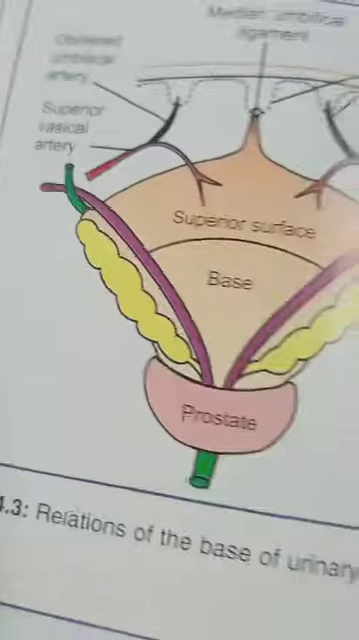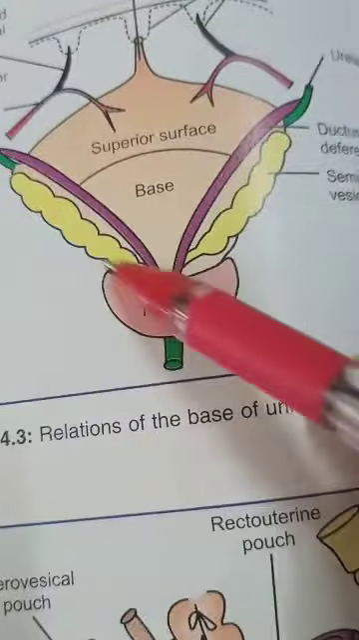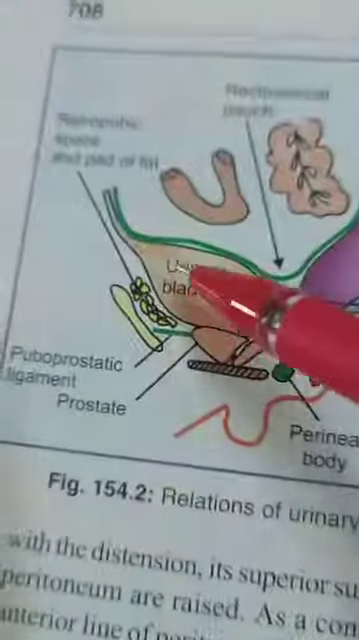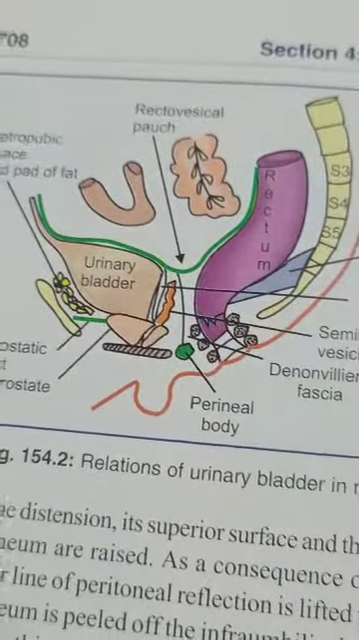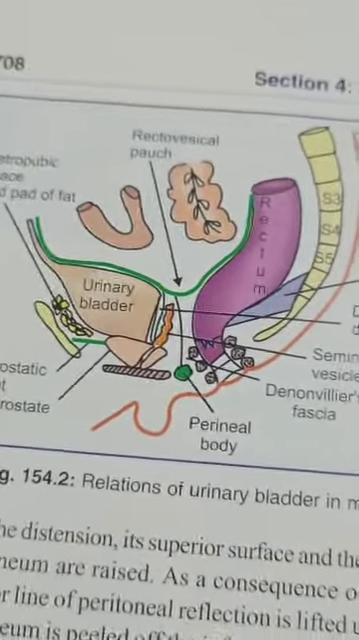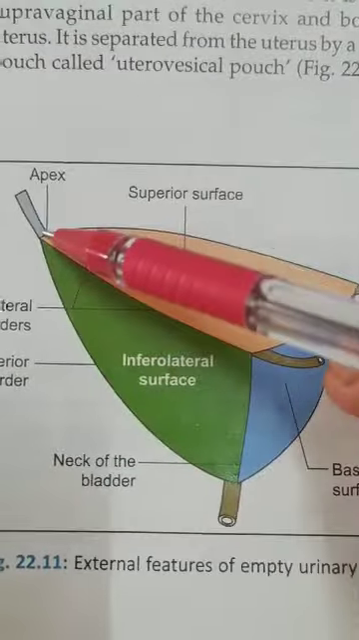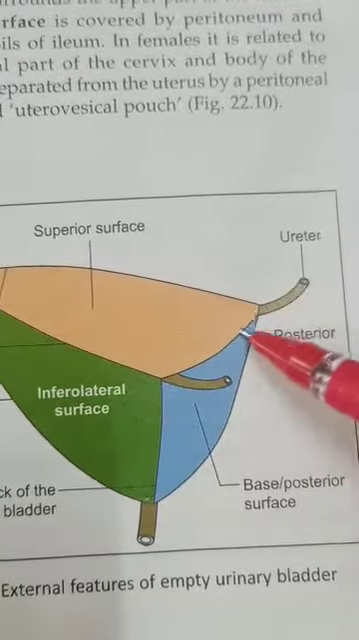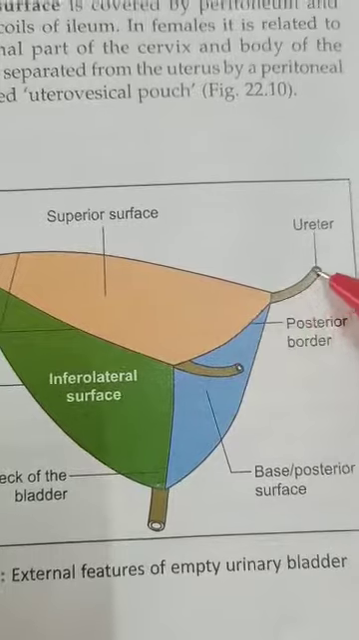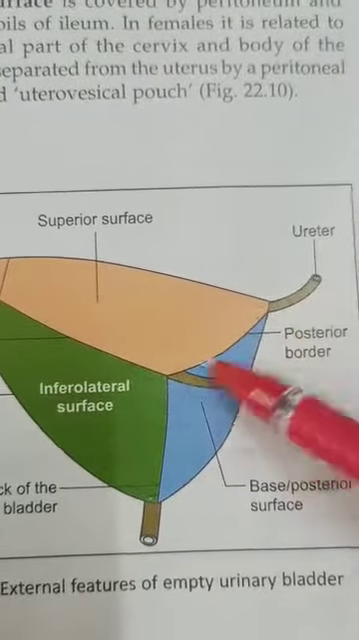That is the superior surface. Then the inferolateral surface, on either side, is related to the pelvic diaphragm. On either side of the urinary bladder, it is related to the pelvic diaphragm. And the anterior border connects the apex to the neck region, and this is the posterior border. Then on either side of the posterior border, we can see the opening of the ureter. The ureter opens on either side of the posterior border.